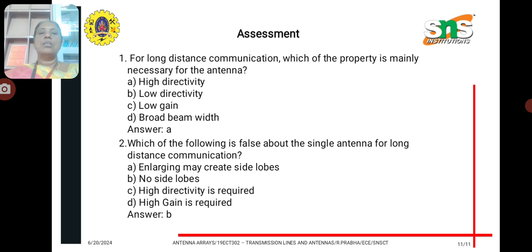The options are given. Here the answer is high directivity, no side lobes. This is false for a single antenna for long distance communication.